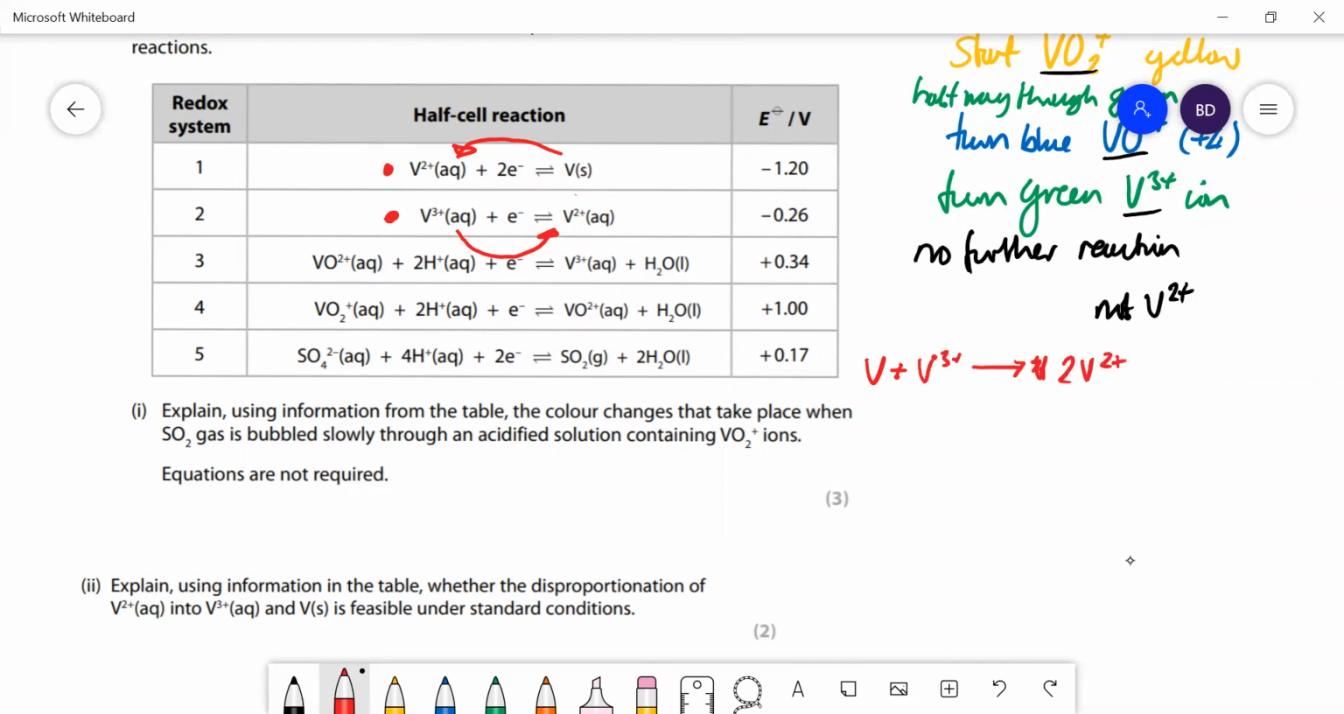But that is not disproportionation. That's the exact opposite of disproportionation. So the reverse reaction can't occur. So no, it will not disproportionate. And if you think, how on earth do I explain that? If you look in most mark schemes, you just need to say that the electrode potential of V3+/V2+ is more negative than that of the V2+/vanadium. Sorry, less negative. Less negative, that's all you need to say. You don't have to explain it in English, as it were. Okay.